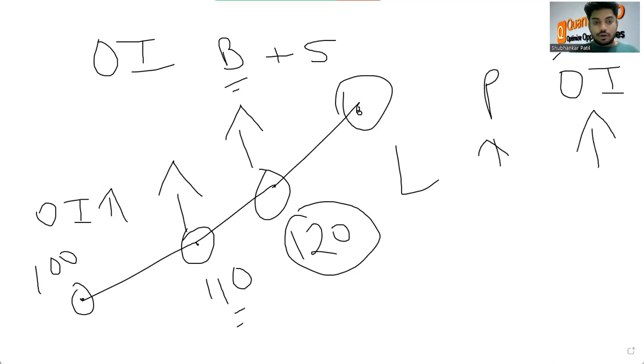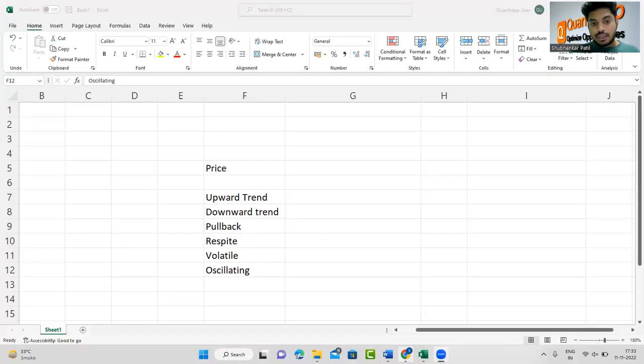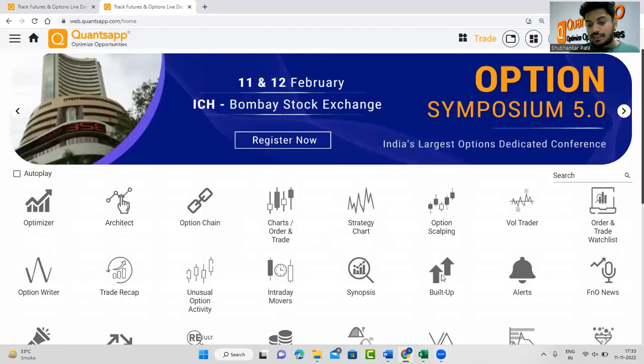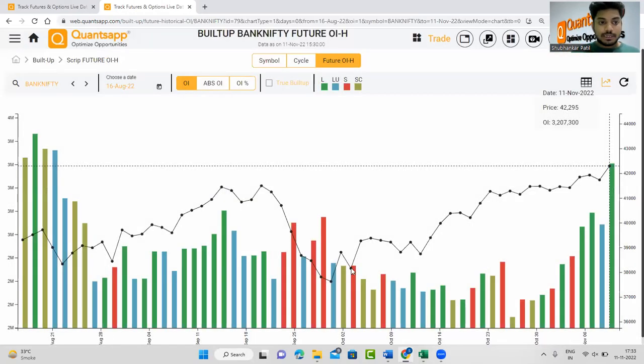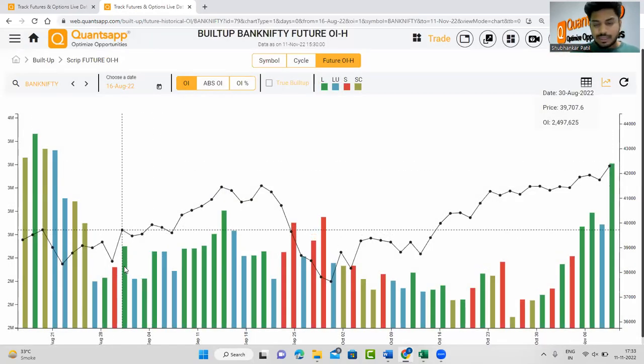And to validate a long trend, this is typically what you should do. You should simply check if the stock has a lot of long build up. So how can you do it? You can easily navigate to build up. You can navigate to the future OI tool in the application, which will tell us. So what has happened in Bank Nifty?